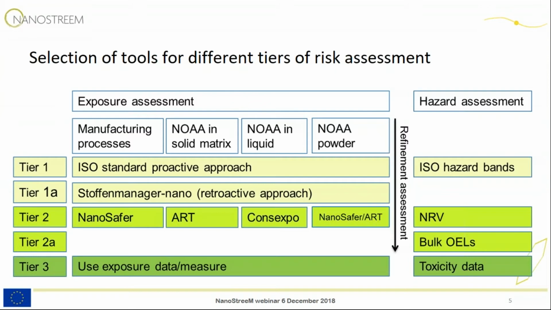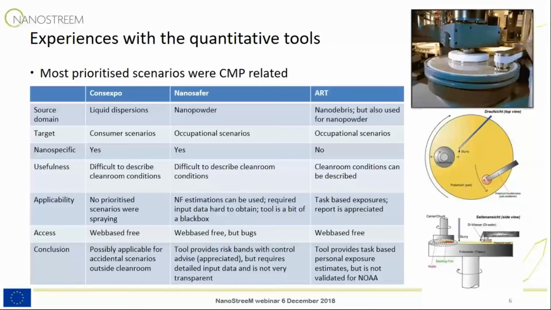So what we try to do with this framework is we skip tier 1, because the industries use tier 1 to select scenarios that could be tested by the tools proposed for tier 2. So we've been testing the tools, how applicable they are to assess the nano risks for the prioritized scenarios. And these are the experiences that we gained. I try to summarize this.